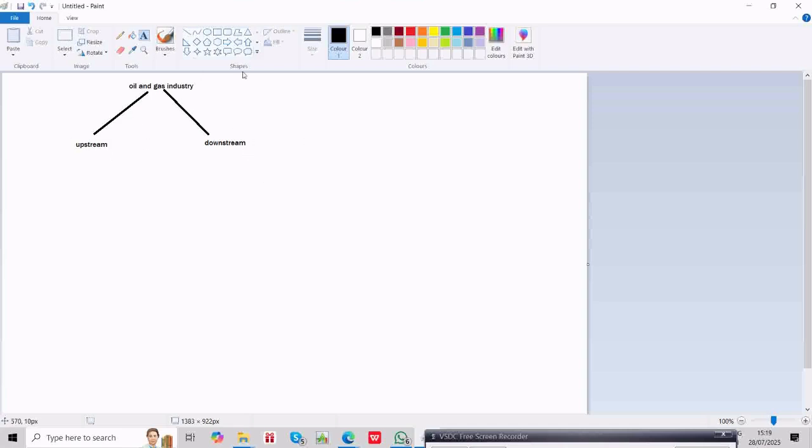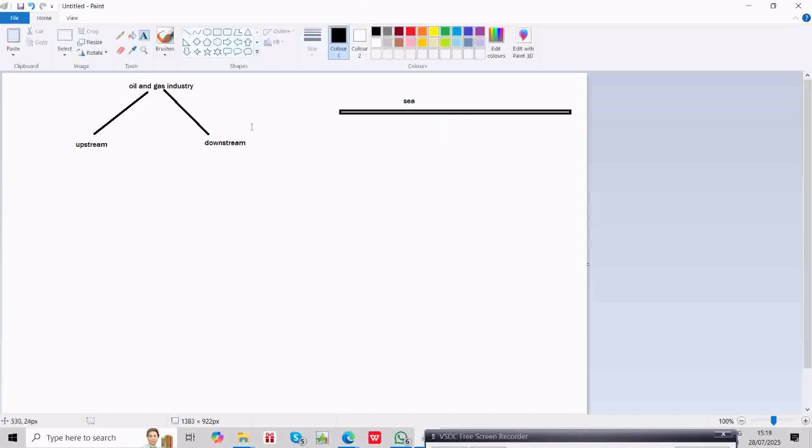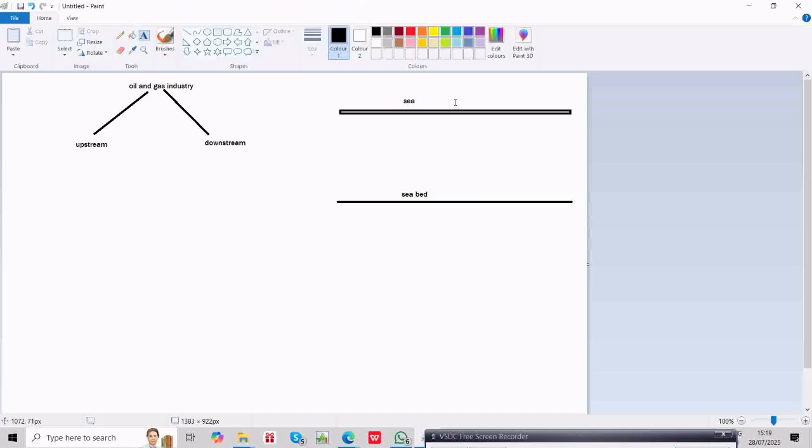So it's a part of oil and gas only. Basically, what is happening here is you have a sea, and below the sea there is a seabed. So scientists or geologists, whatever you want to say, go to the sea and send seismic waves to the surface.